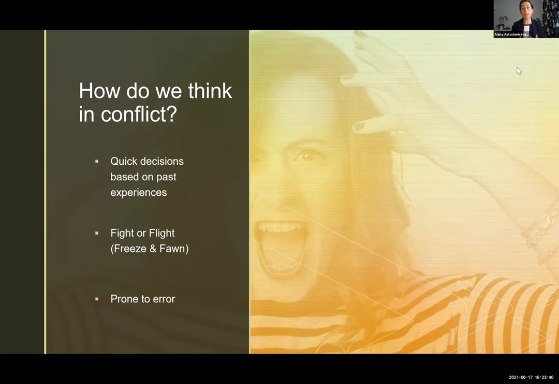If in Canada, what do you do if you're chased by a bear? Do you fight or do you flight? Actually, you don't want to run away. You just want to freeze and then you want to walk away. So these are very important for preservation of life, yet they're very, very unhelpful in conflict, because these are the choices that are prone to error. What you've done in the past, what your past experiences, what your quick decisions tell you is something that you're most likely to choose when you're highly stressed in conflict. But that might not lead you to where you want to be in conflict.